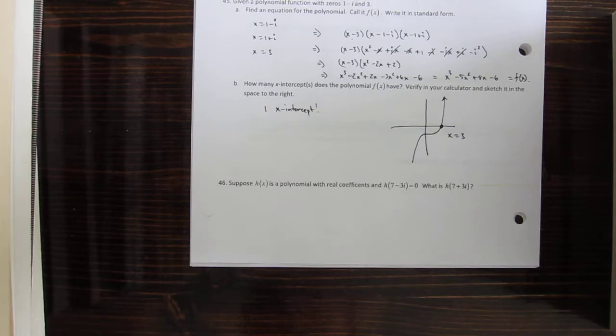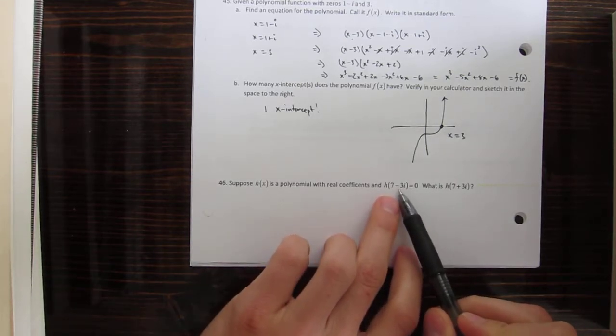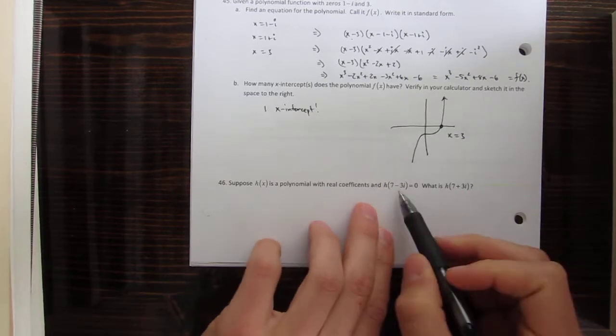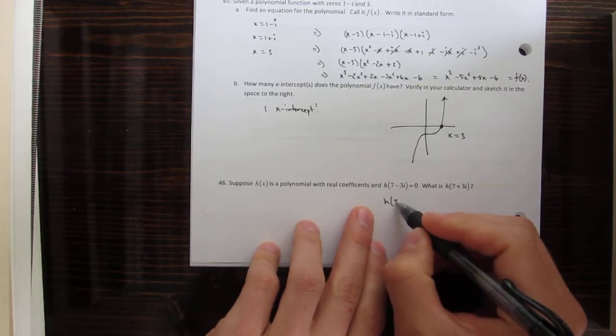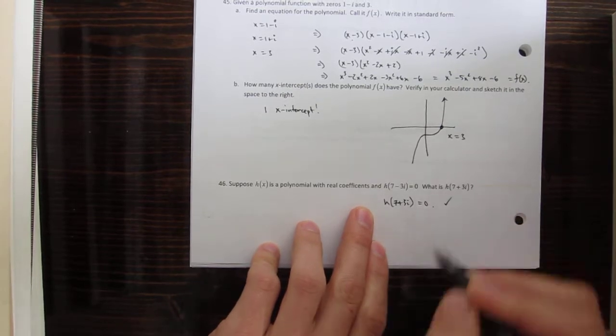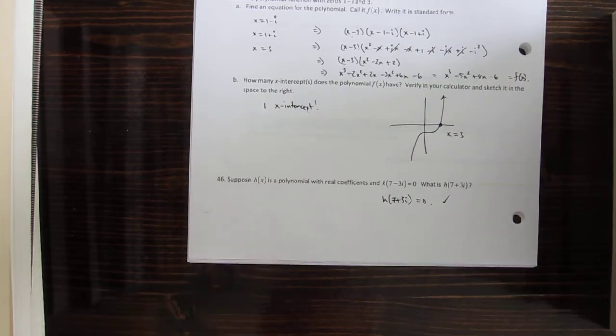46 says, suppose h is a polynomial with real coefficients and h of 7 minus 3i equals 0. So this is basically saying that this is a root of h, well then its complex conjugate also has to be a root. So that also has to equal 0. That's the complex conjugate theorem.